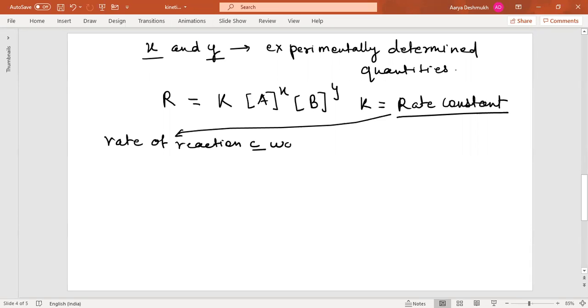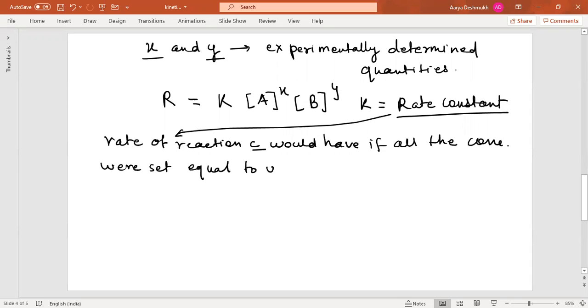which would be obtained if all the concentrations were set equal to unity. So what does it actually mean? What is the meaning of this sentence?